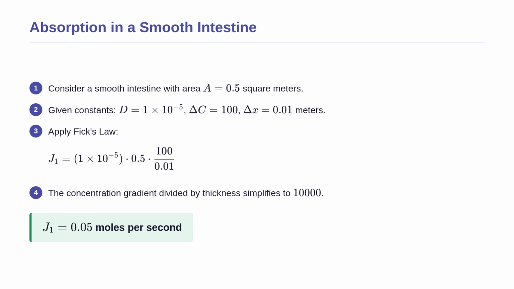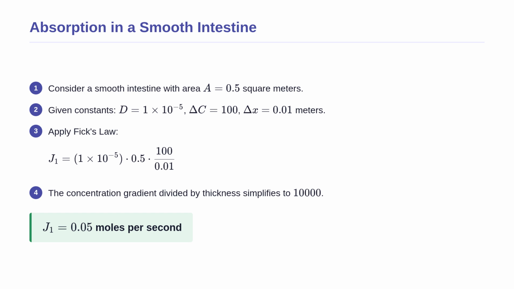Let us apply Fick's law to see exactly how poorly a simple tube would perform. We are calculating the baseline absorption rate for a hypothetical smooth, cylindrical intestine. We are given a small surface area of 0.5 square meters, along with standard values for the diffusion coefficient, concentration gradient, and membrane thickness. We use Fick's law to establish our baseline.